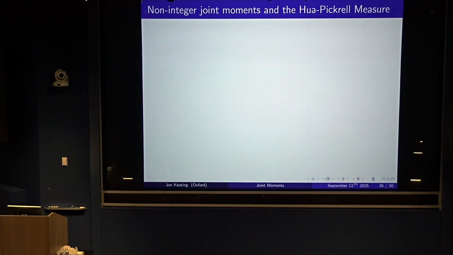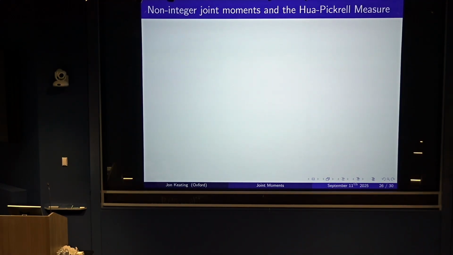What about the non-integer joint moments? Well, here the story is quite interesting, I think, and has been a little complicated. So you might ask, can we establish in some general way the scaling, the asymptotics that Hughes conjectured for non-integer exponents in the joint moments?